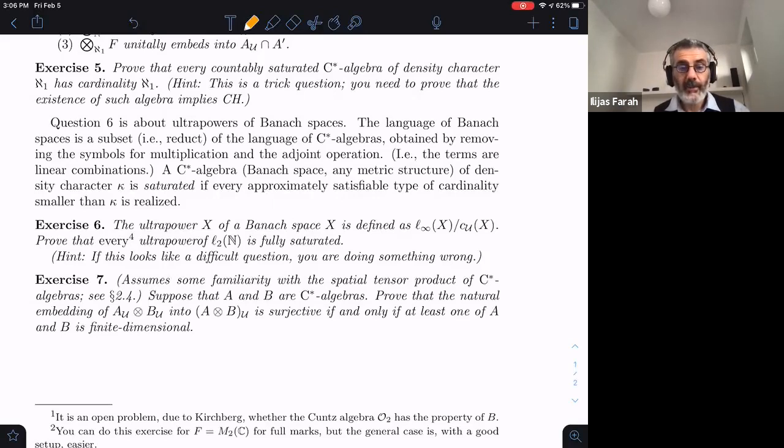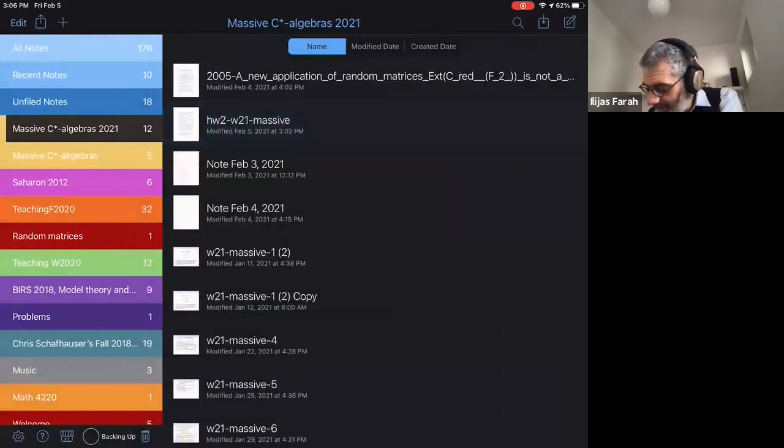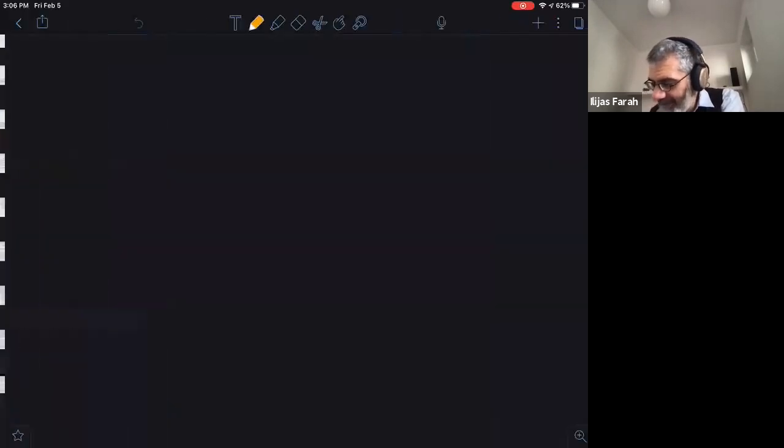So that's the question. I mean, a positive answer to this follows from the same theory that I mentioned a couple of classes ago, that every countably degree one saturated C-star algebra is tensorially decomposable, but this is much easier than that. So you're not allowed to use big guns like that theorem in this exercise. Okay, so let's go back to class.